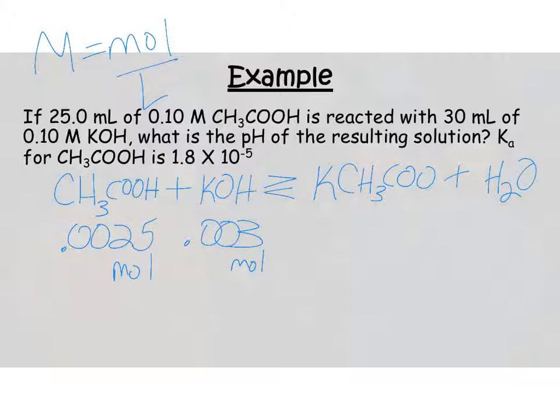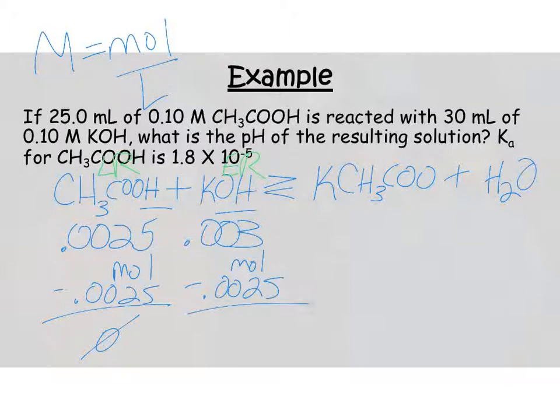KOH. All right, so the smaller one, so again, 1-to-1 ratio here, right? So my equation is balanced. Everything's 1-to-1. So my acetic is definitely giving me the smaller value. So that's definitely the limiting reactant. And then my KOH is the excess reactant. So I know I'm going to use all of my acetic and most of my KOH.